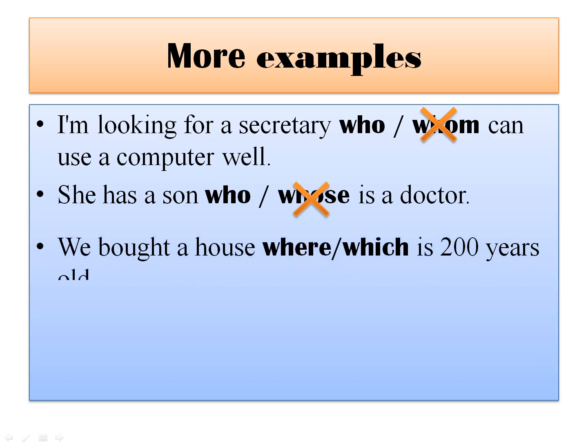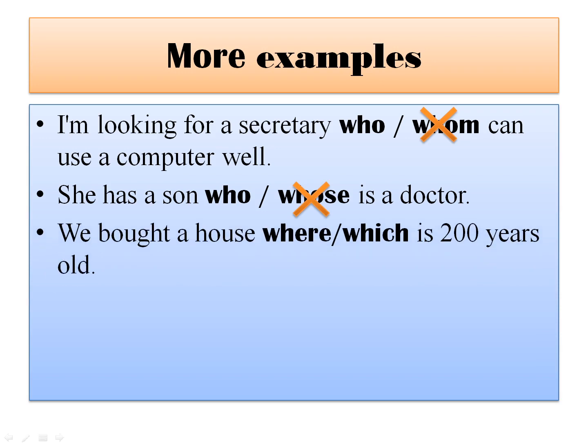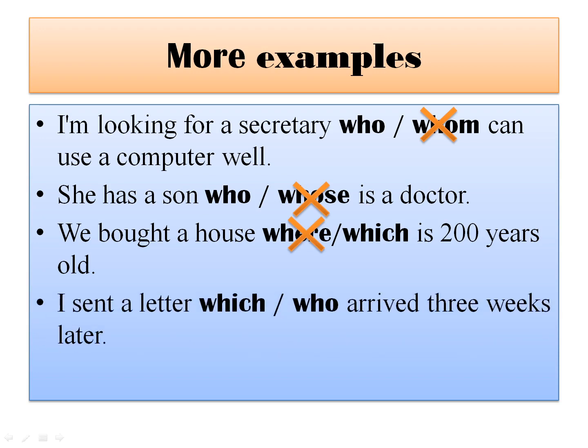That's correct. Who is correct? Very good. Let's move on. We bought a house where or which is 200 years old. Which one do you think is correct? Excellent job. It's which. Great.